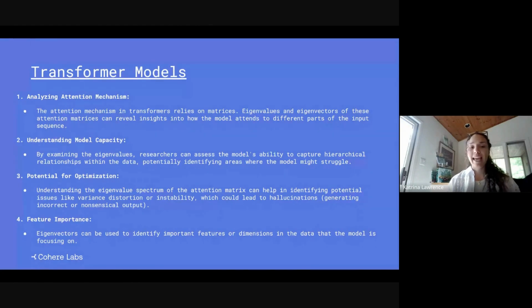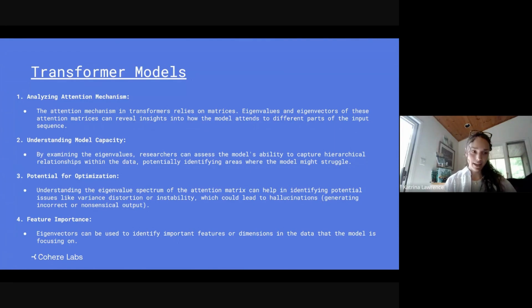The first one would be analyzing the attention mechanism. The attention mechanism in transformer models relies on matrices. Pretty much everything these days relies on matrices and numbers, right? So eigenvalues and eigenvectors of these attention matrices can reveal insights into how the model attends to different parts of the input sequence. Again, that allows us to peer into our attention mechanism, which is really the basis for these transformer models.